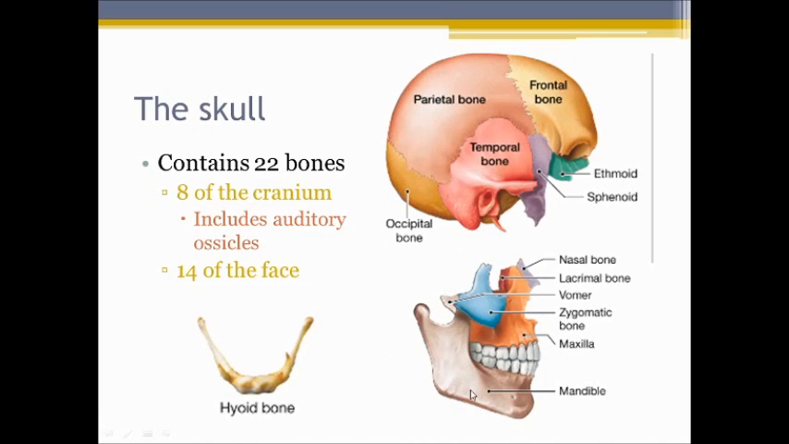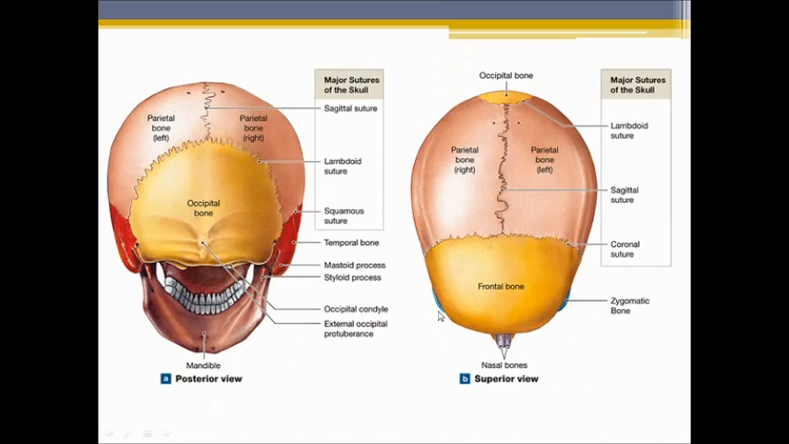And then we have the jaw. The lower jaw is the mandible. So here's some more views. We can see the posterior view here. So you can see the parietal bones on either side, left and right, separated by the sagittal suture, and separated from the occipital bone by the lambdoid suture or lambdoidal suture.